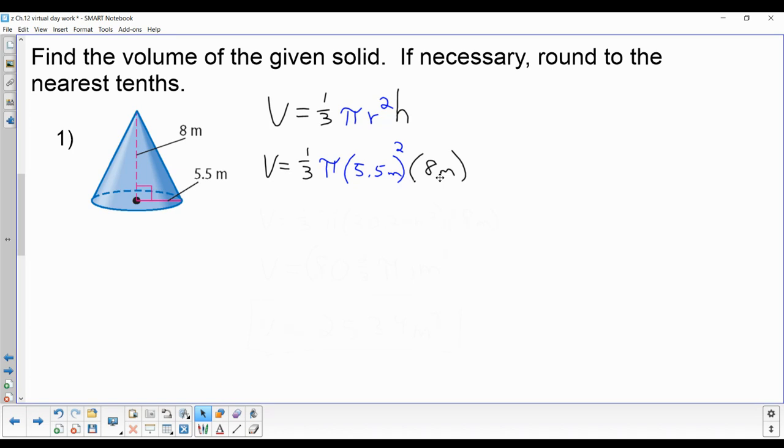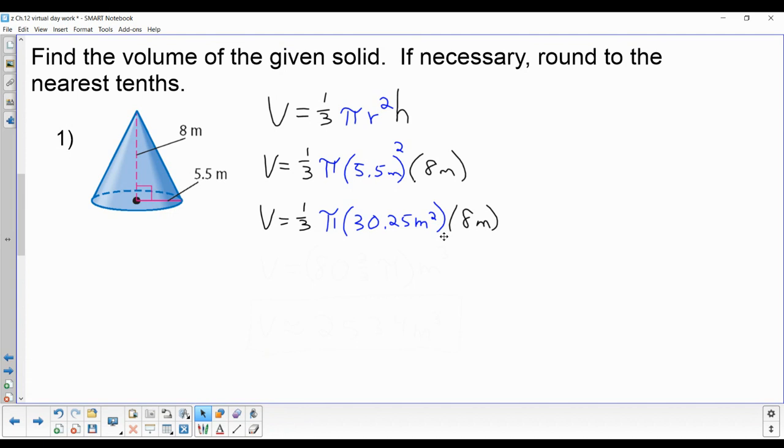The third step is to solve using the order of operations. So volume equals, and exponents are the first thing to do here. So 5 5/10 times 5 5/10 is 30 25/100. The 1/3 gets copied, the pi gets copied, the 8 meters gets copied. Because we had meters times meters, this would be meters squared. Now that we have the exponents done, the only thing left here is multiplication.